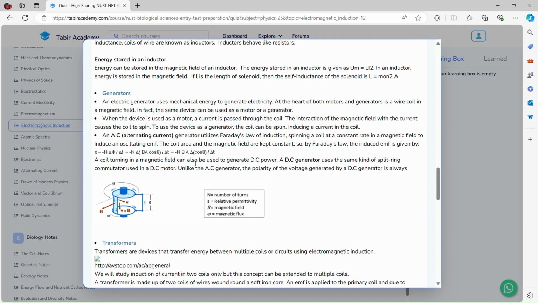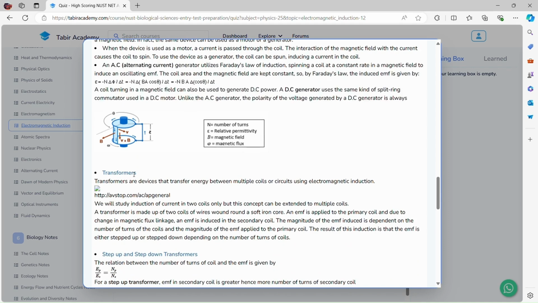A coil turning in a magnetic field can also be used to generate DC power. A DC generator uses the same kind of split ring commutator used in a DC motor. Unlike the AC generator, the polarity of the voltage generated by a DC generator is always the same.